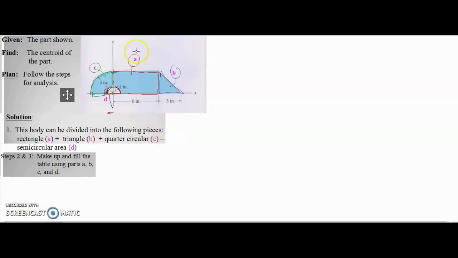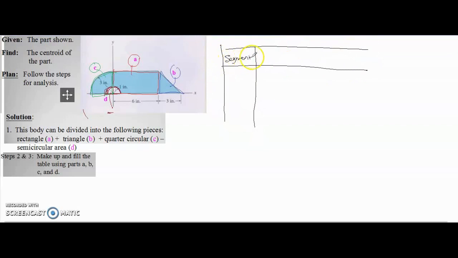After you finish identifying the shape for each of the geometry, next what you need to do is to build up your table. Step 2, make up and fill the table using parts A, B, C and D. So do your table here. We call it the segment. How many shapes do we have? Just now we already discussed: A, B, C and D.